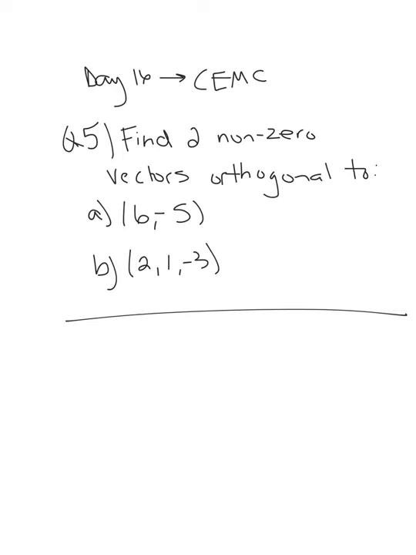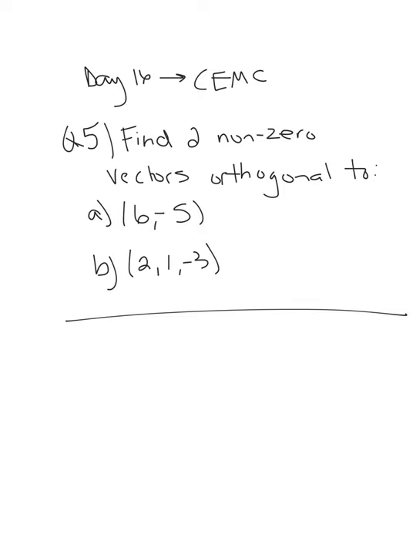Okay, so this video is for day 16. It is actually in the second part, so 4.2 continued. From the CEMC work, question 5. Find two non-zero vectors that are orthogonal to, part A says [6, -5], and part B says [2, 1, -3]. So we know that two vectors are orthogonal if their dot product is equal to 0.